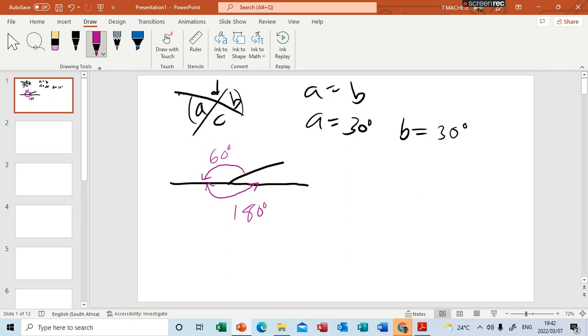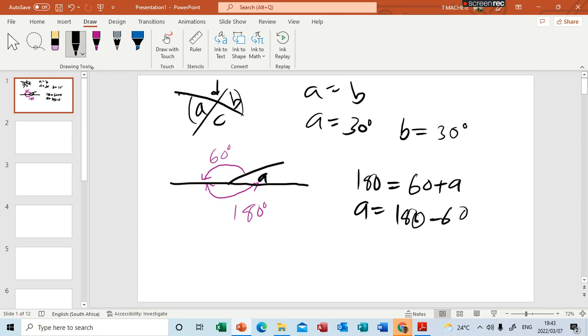So if they give you 60 like this, then they say find A, this angle. So you need to say 180. Remember the straight line is equal to 180. So you're gonna say 180 is equal to 60 plus A. Then you make A the subject of the formula. You're gonna say 180 minus 60. Then your A will be equal to 120. That's how you do it. That's your supplementary angles there. There's no need for you to remember this. As long as you see a straight line that has got an angle there, you subtract from 180.